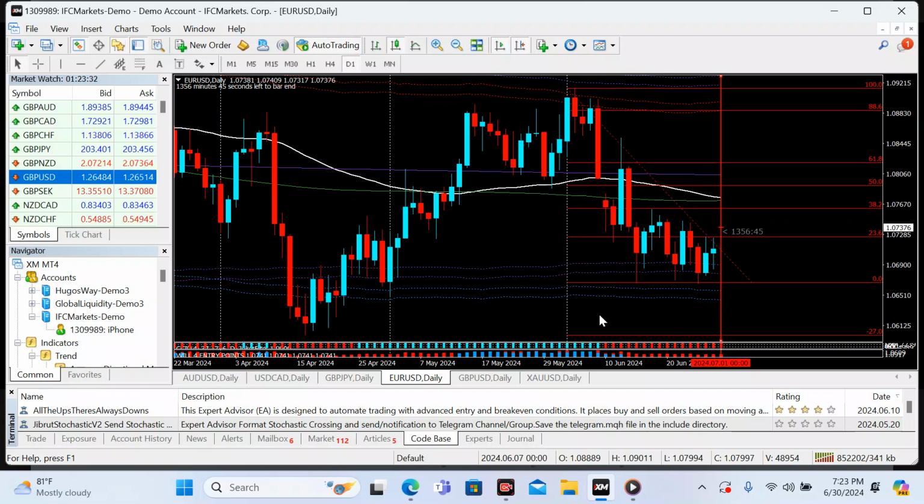If one is showing sell and the other one is not showing sell, you don't take the trade. But if all of them are showing sells and everything is matching at the same time, then you take the sell. That's why this whole system is powerful. You just got to understand it.